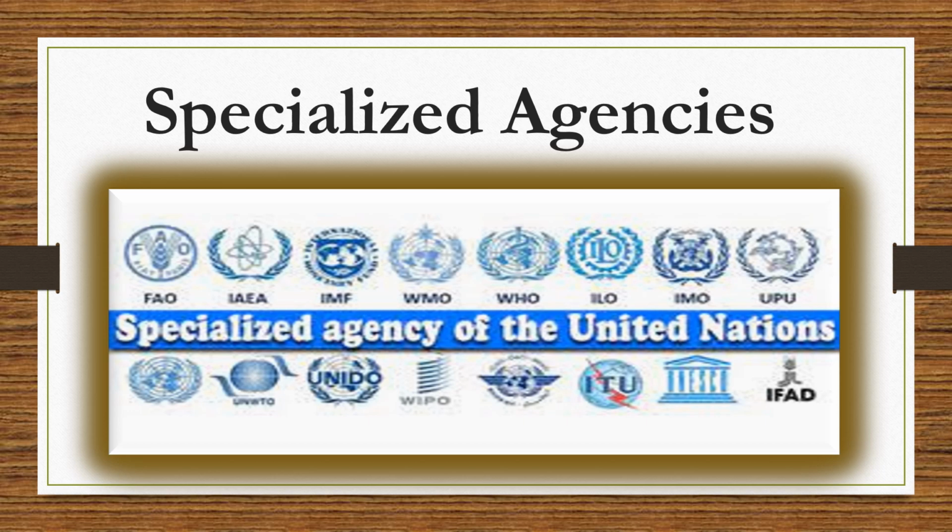The Economic and Social Council receives regular reports from the agencies on the steps taken by the members of the UN on the recommendations made by it and by the General Assembly to the agencies. The specialized agencies are not part of the UN, they belong to the larger family of the UN.